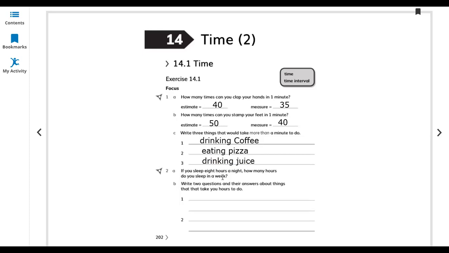If you sleep 8 hours a night, how many hours do you sleep in a week? So easy. In a week we have 7 days. So if you sleep 8 hours a night, 7 multiply 8 equal 56. So it means you will sleep in a week 56 hours.